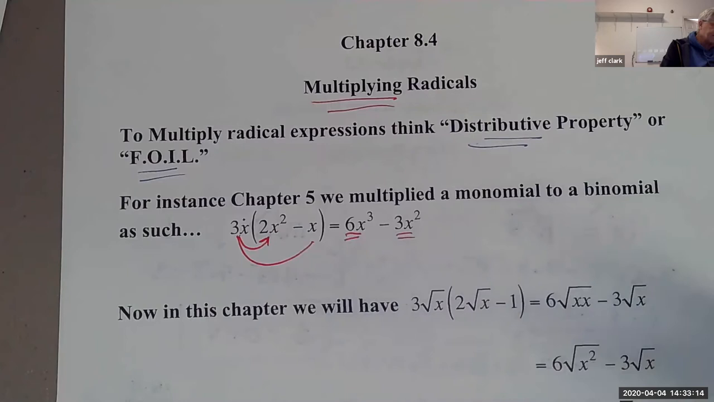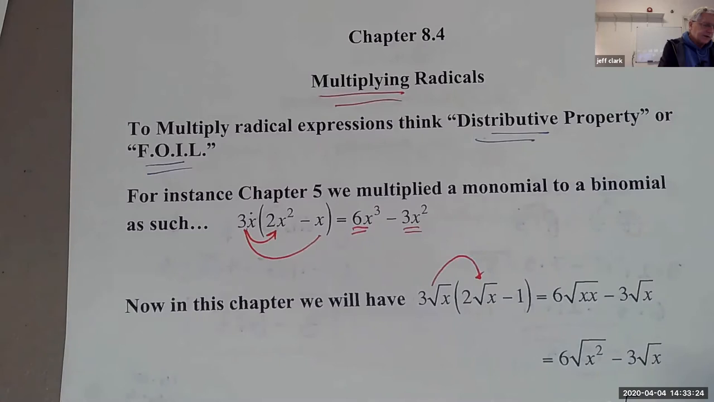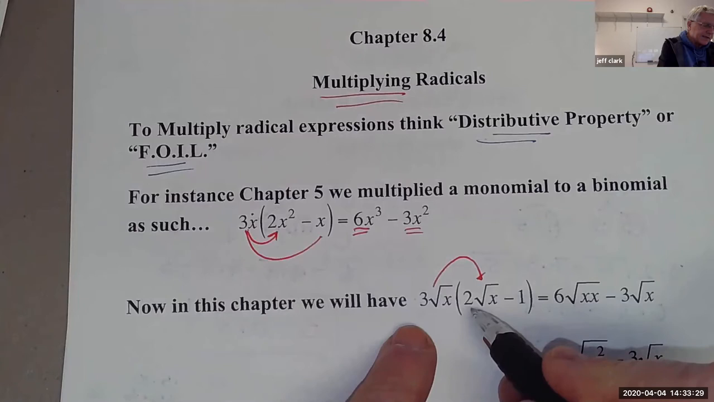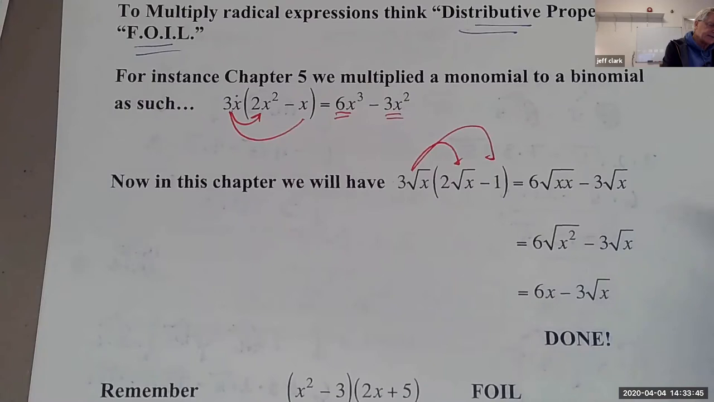So in this chapter, it feels the same. Instead of x, we got root x. You're going to multiply, just like you multiplied the 3 and the 2 here, you multiply the 3 and the 2 and get 6. Root x times root x is x squared with the square root on it, and then throw that over there, you get minus 3x. Hey, this looks familiar, you can simplify, and square root of x squared is x. You're done because you can't push those together. They don't look the same, so then you're done.